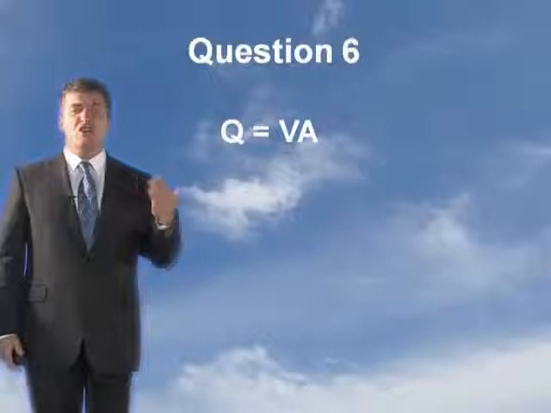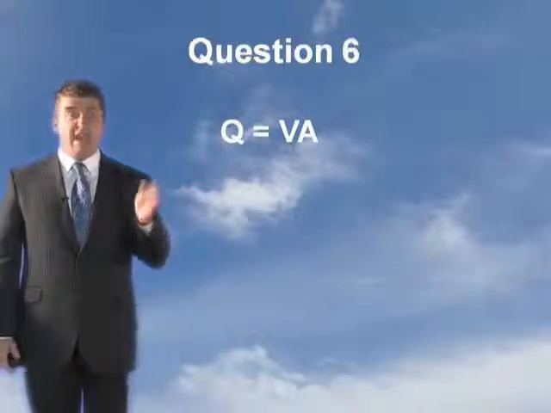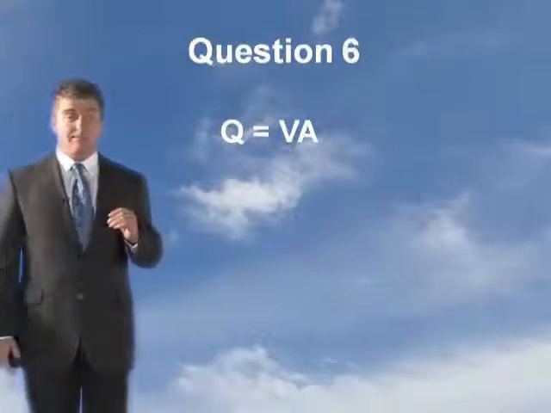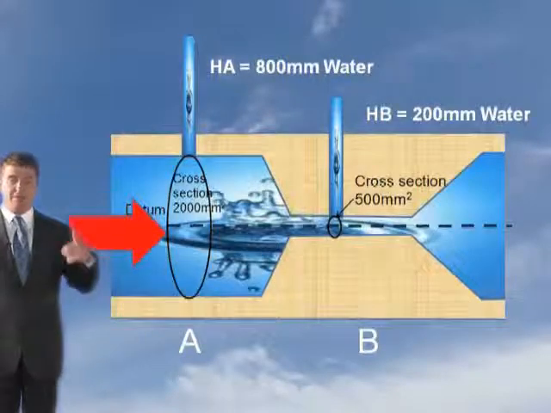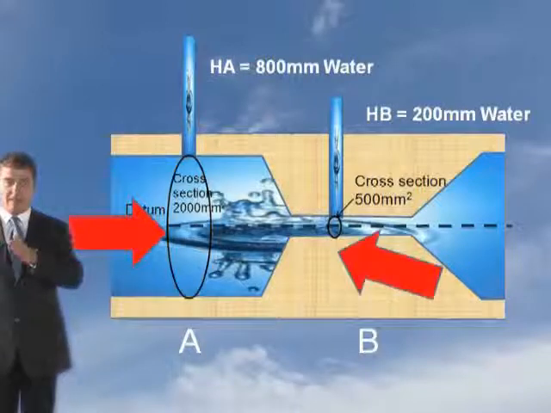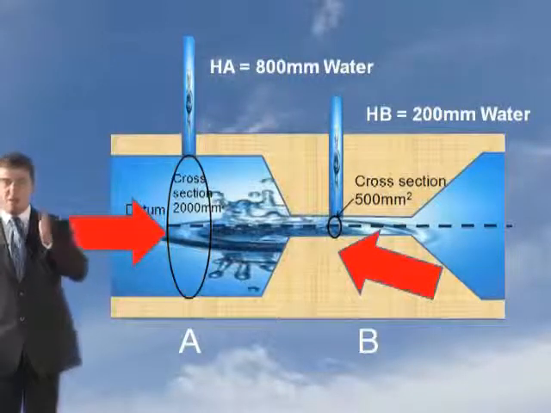So how does this work? Let's look at the formula. The formula is Q equals VA, and we do know, therefore, VA AA equals VB AB. Now the area at point A, as you can see on here, is 4 times the area at point B. The area at A is 4 times the area at point B.